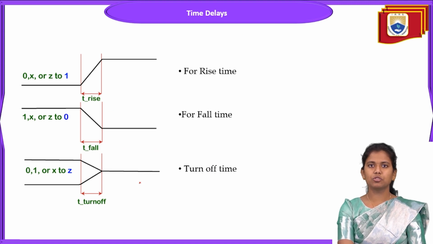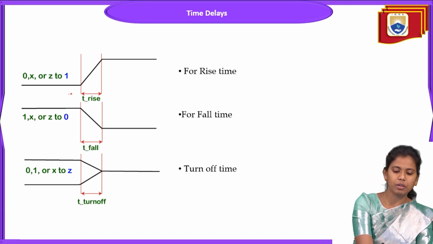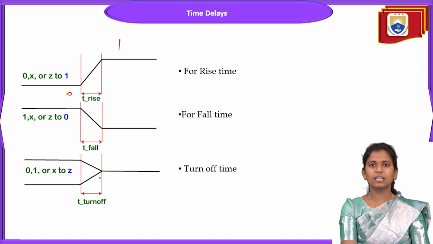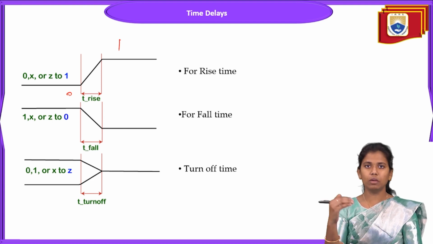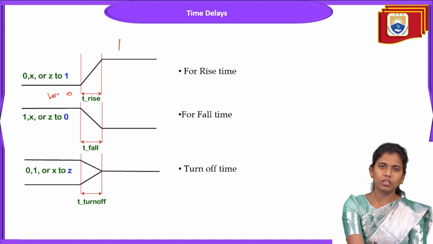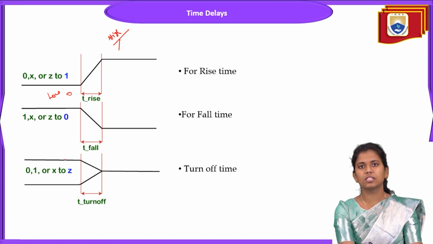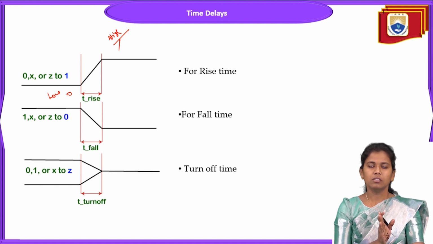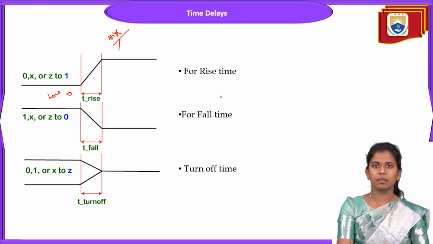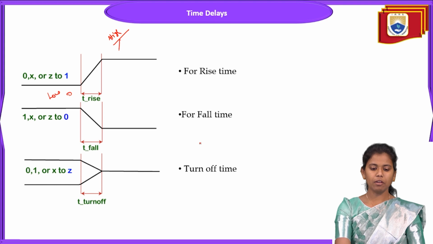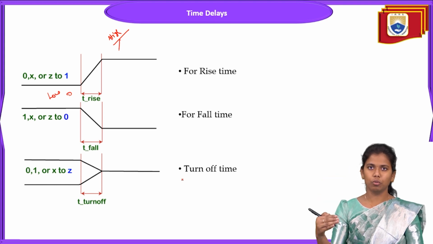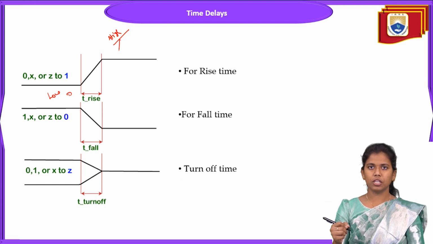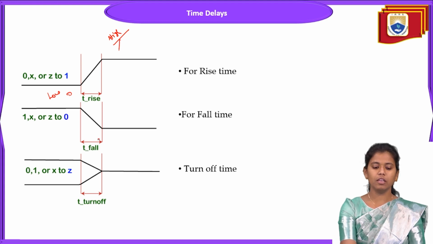So here are the representations of rise time, fall time and the turn off time. The rise time goes from 0 to high. When the signal is taking its transition from the low level to the high level, 0 is nothing but the low level and 1 is nothing but the high level, that particular time is the rise time. And when the signal is going from high to low, from 1 to 0, that particular time is the fall time.